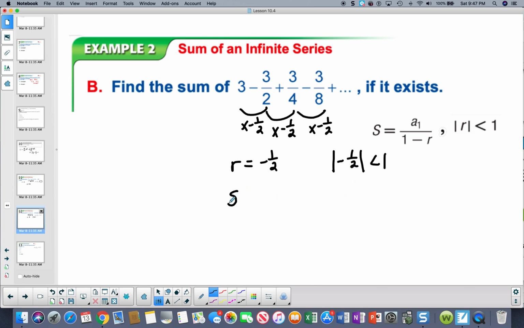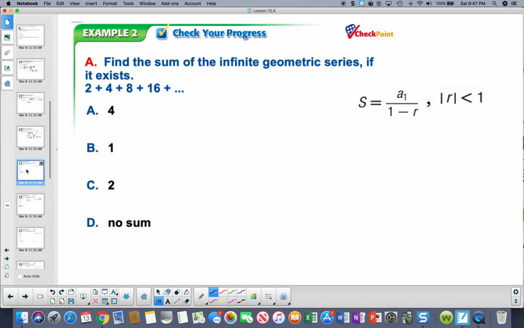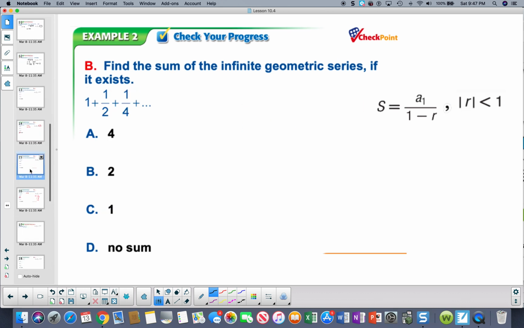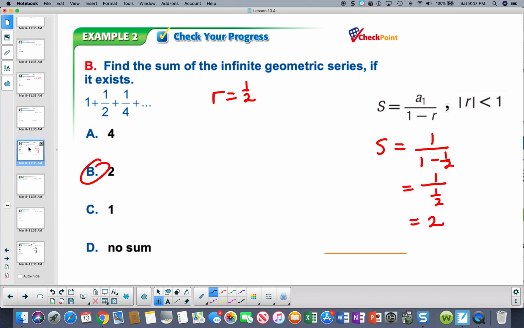So let's go ahead and find the sum. The sum will be the first term, which is 3, over 1 minus the common ratio, -1/3. So this is going to be 3 over 1 plus 1/3, which is 3 over 4/3. And this is 3 times the reciprocal, 3 over 4. And so the answer is 9 over 4. Your turn. Here's the answer.